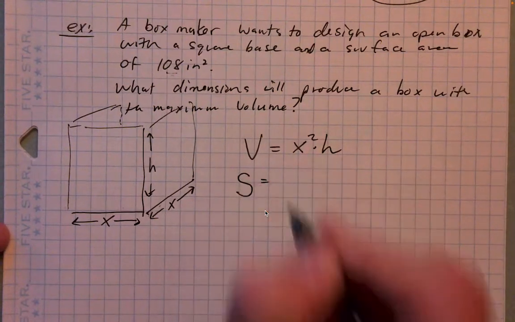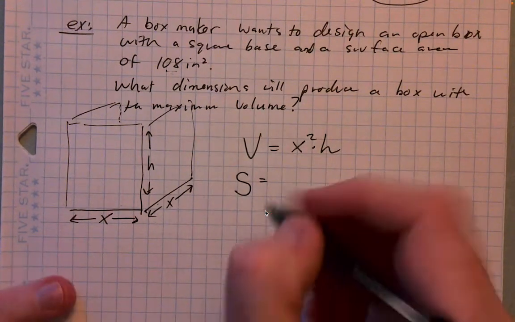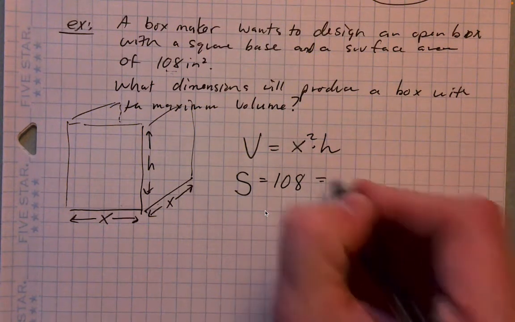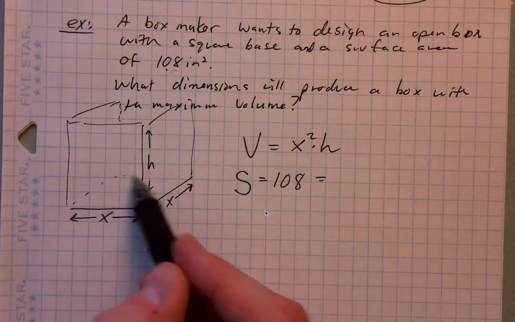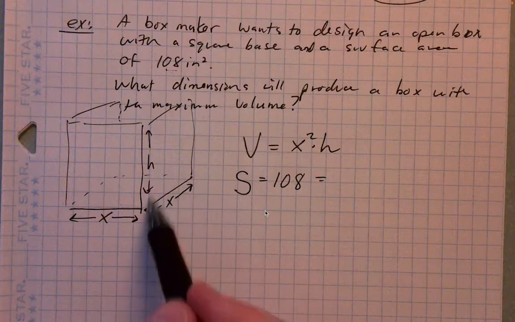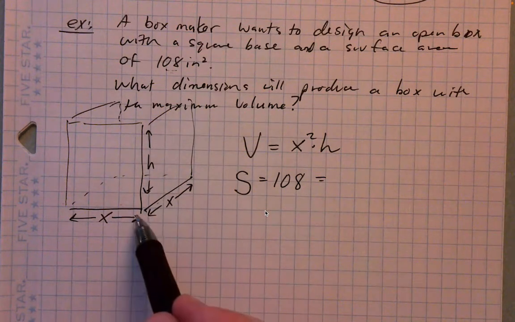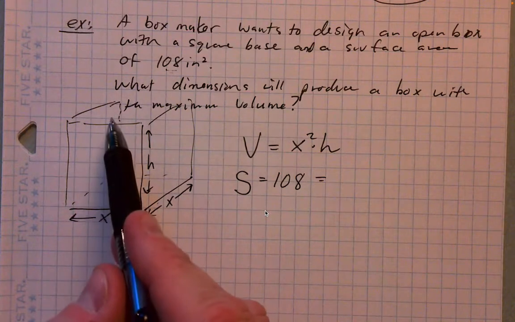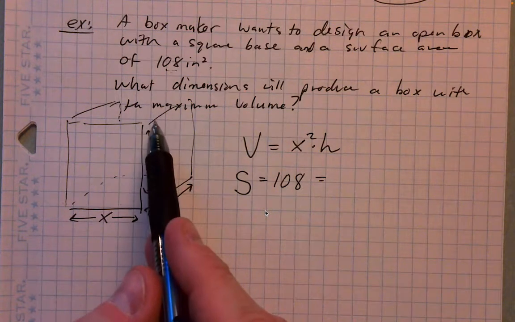So let's have another equation that is the surface area. Now we know that that is equal to 108. We'll just leave the units off for now, but it's square inches. And we know that the surface area is going to be basically the area of the base, right? This bottom part, plus the area of this piece here, plus the area of this piece here, plus the area of the piece to the side, and the area on the very back.